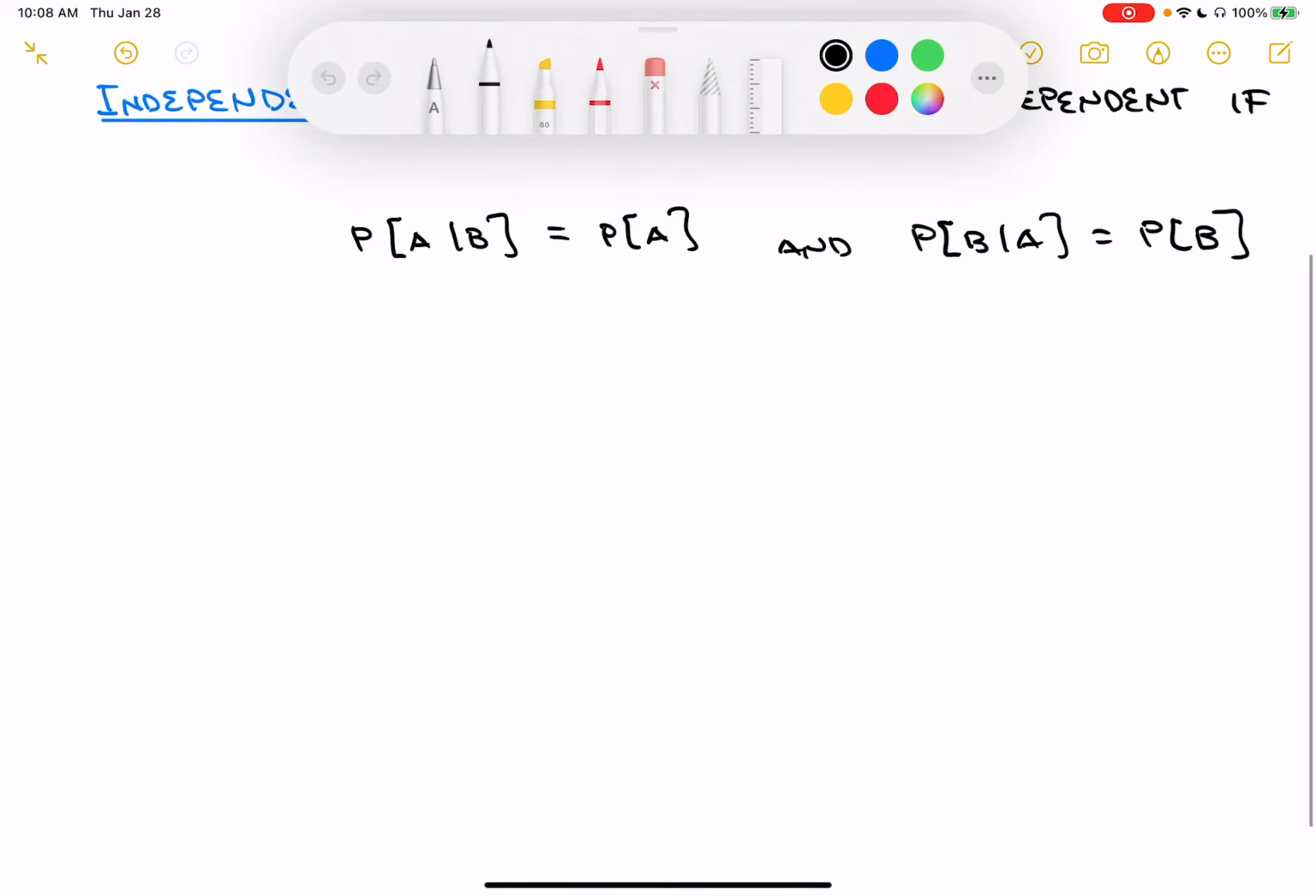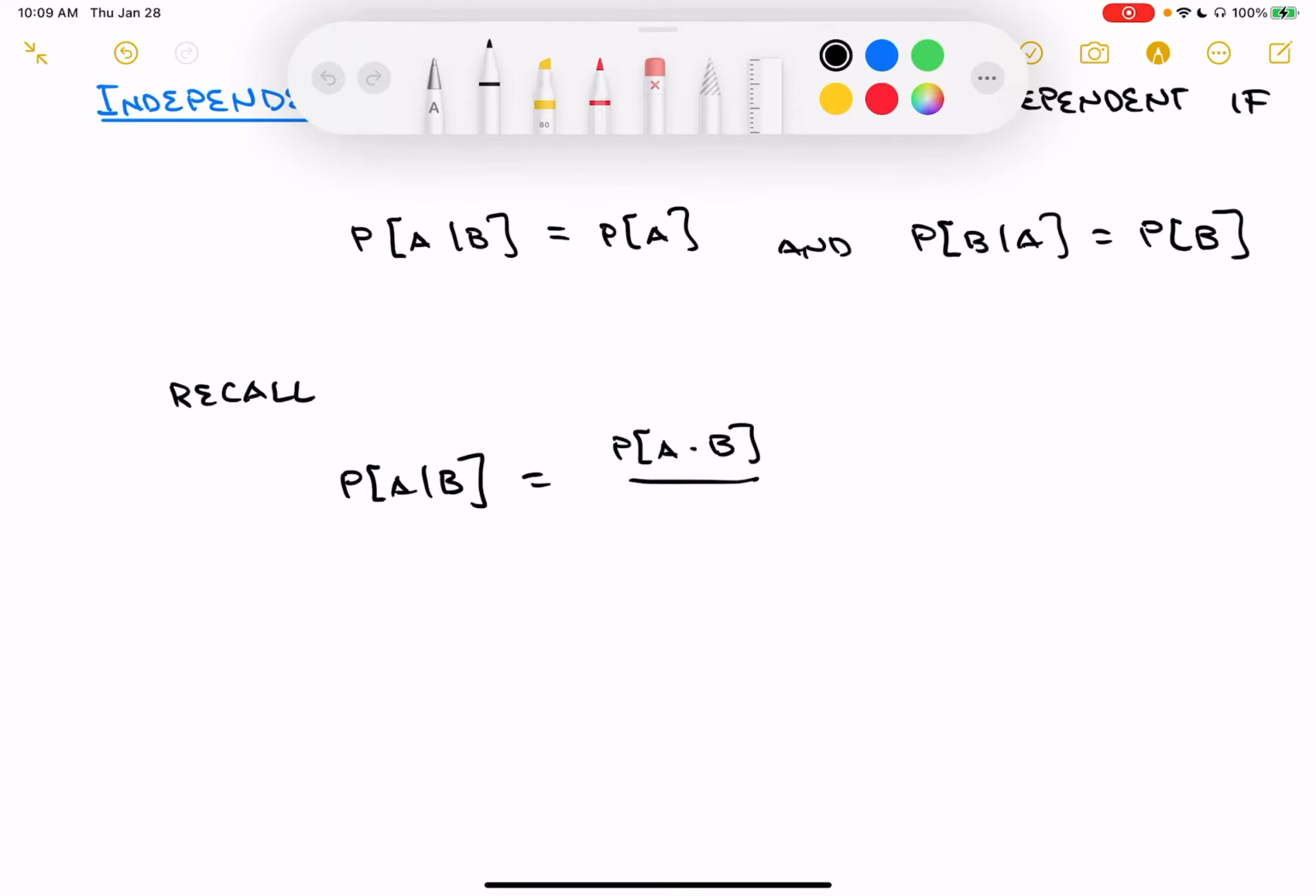There's a consequence of this that I think is probably the more common way of showing independence. And in order to get that, I'm just going to remind us of what this idea of a conditional probability was. So when we first introduced conditional probabilities, we said that the probability of A given B, for example, was equal to the probability of A intersect with B over the probability of B. So that was our definition of conditional probabilities.